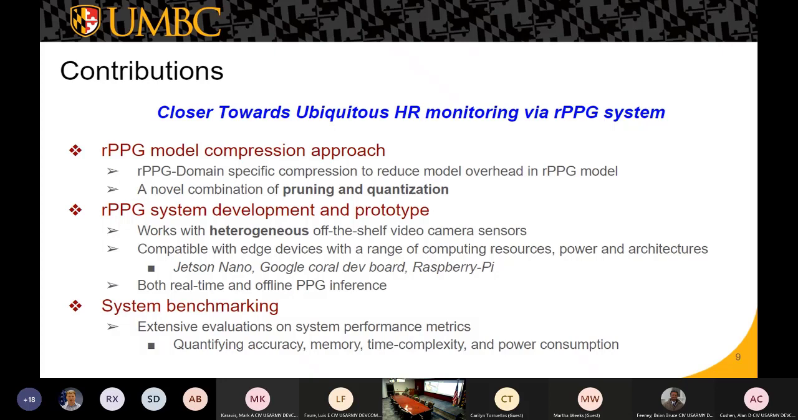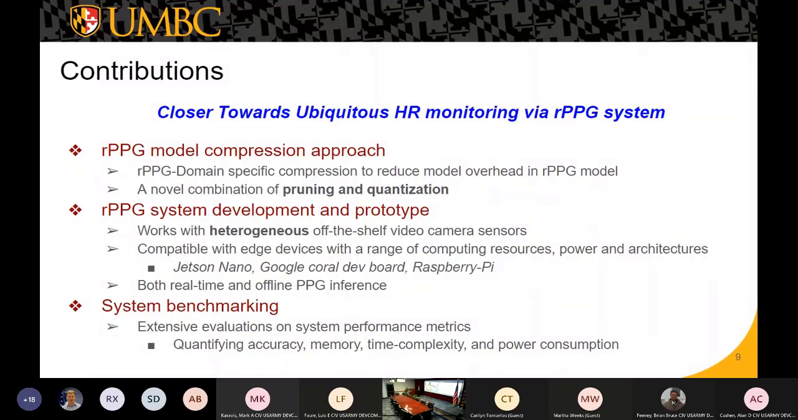So the real-time system will sit in front of the camera and give us the PPG. Offline means I have some video data. I can send this data to the model, and it can take this video and give the corresponding PPG signal, and eventually the heart rate.